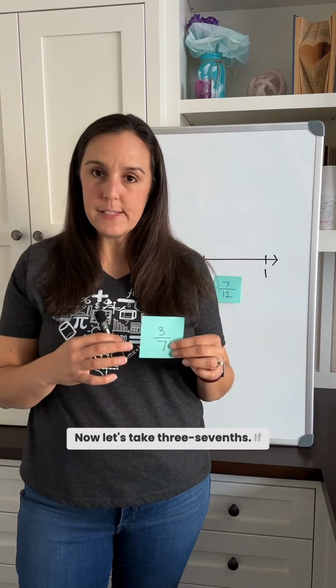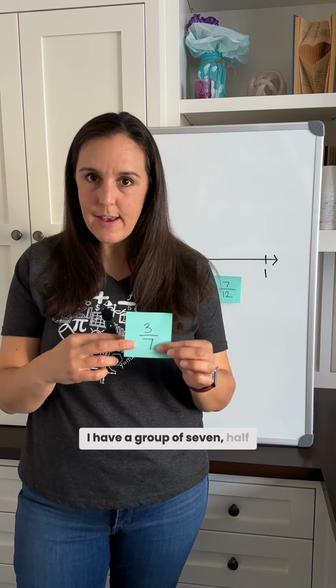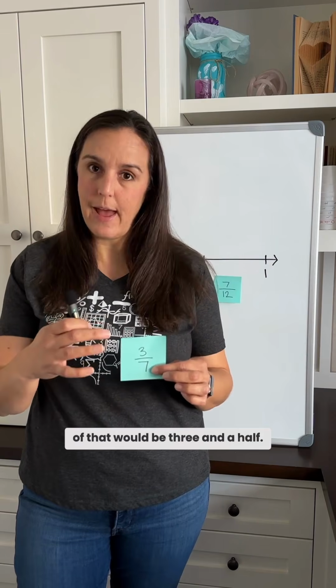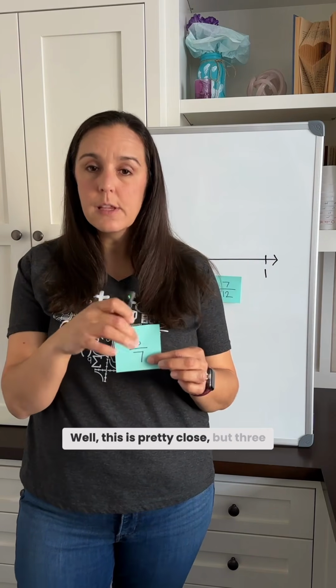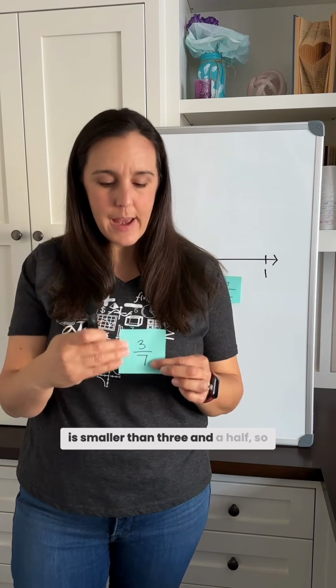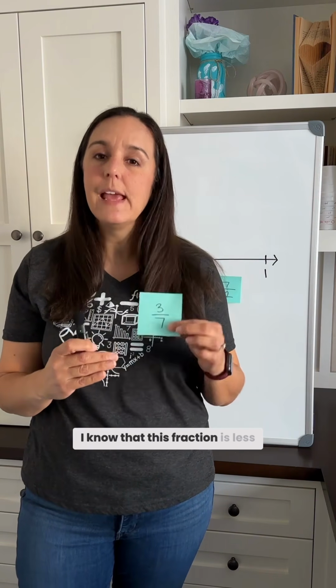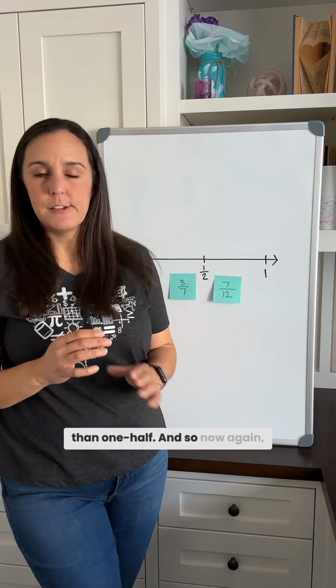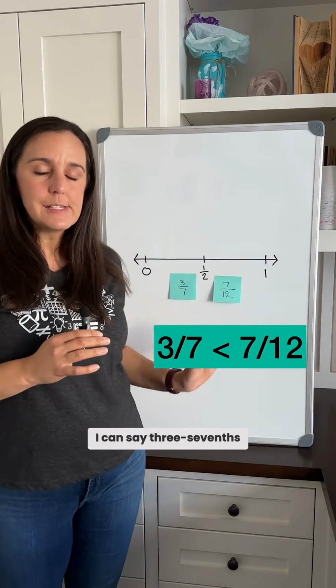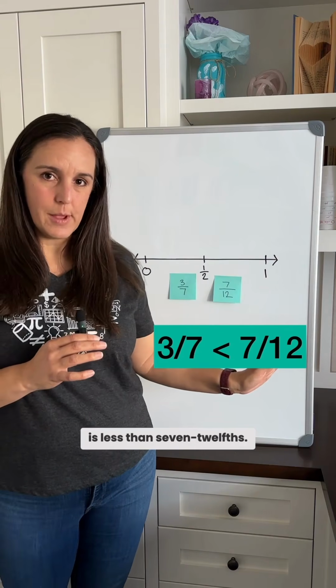Now let's take 3/7. If I have a group of 7, half of that would be 3.5. Well, this is pretty close, but 3 is smaller than 3.5, so I know that this fraction is less than 1/2. And so now again, I can say 3/7 is less than 7/12.